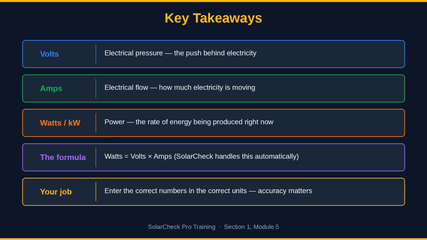Here are the key takeaways. Volts equals electrical pressure. Amps equals electrical flow. Watts and kilowatts equal power, what we evaluate. The formula is watts equals volts times amps. And correct unit entry matters, even though SolarCheck handles the math for you.